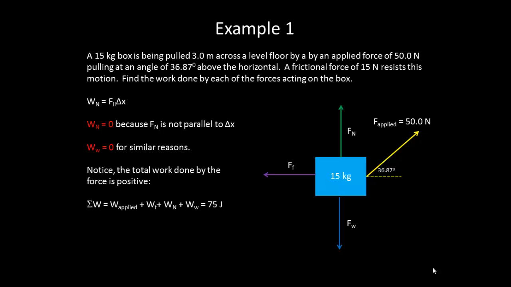Notice that the total work done by the forces is positive. If we take the work applied plus the work done by friction, the normal force, and the weight, we get a total of 75 joules. The box has gained energy.